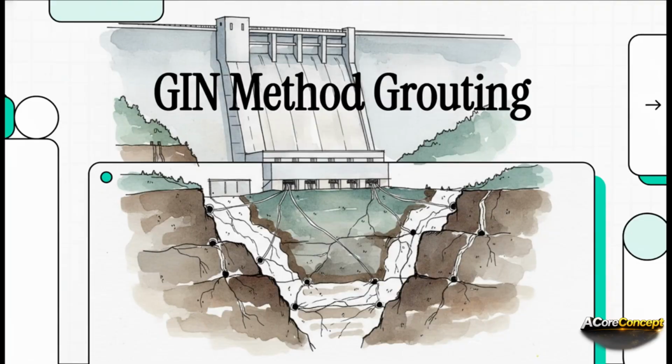Hey everyone, and welcome to this explainer. Today we're diving deep into the highly technical and honestly totally fascinating world of dam foundation grouting. If you're a structural engineering student or honestly just curious about how we manage to anchor these absolute mega structures to the earth without them just washing away, well, you're in the right place.